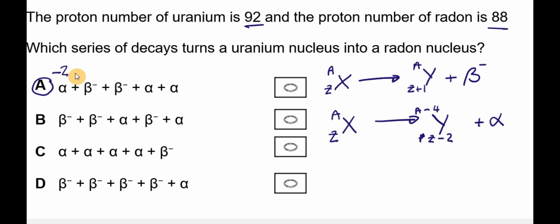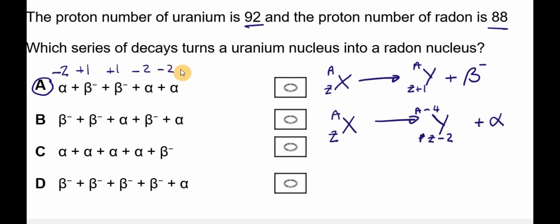So -2 for the first alpha decay, then an increase of 1 for the beta decay, another +1, another -2, and another -2. If I add all these up together, I'm going to get a change in the proton number of -4, which is correct.